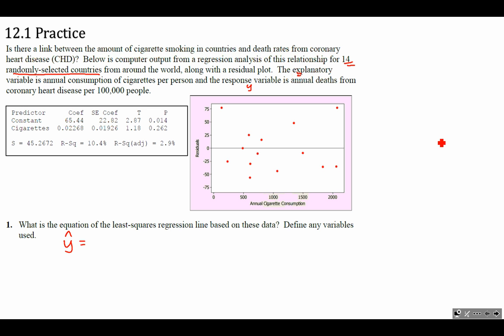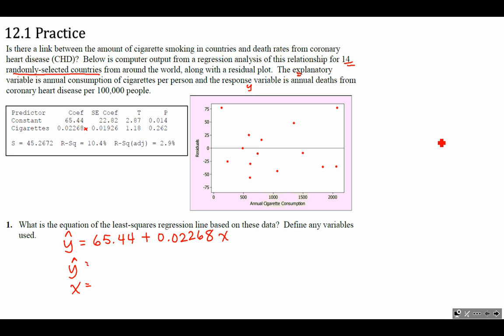But just make sure that your constant stands alone and that the other number does have that x next to it. Okay, so I've got the 65.44 as my y-intercept. I'm noticing that my slope is positive, so I'm going to say plus 0.02268x. Okay, so that would be the least square regression line equation, and it does say we have to define any variables used. So we need to define what y hat is. We also need to define what x is.